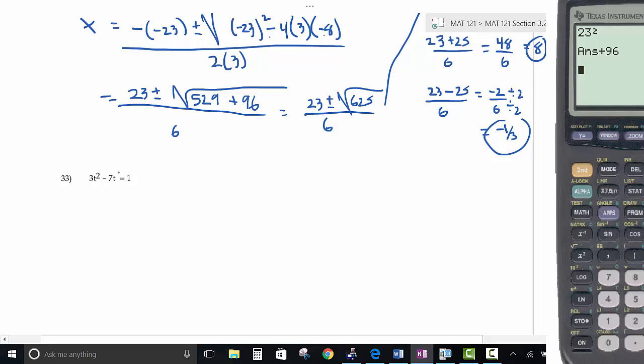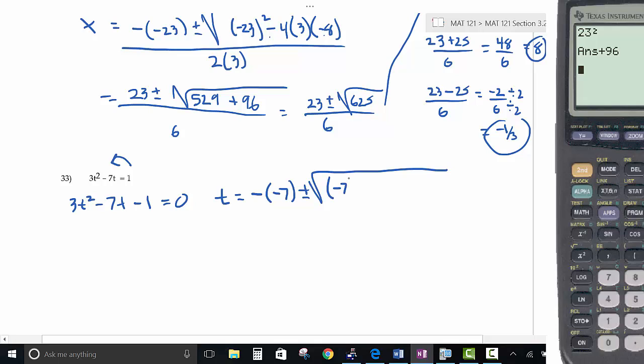Okay, what's the first thing you do on number 33? Set it to 0. Good. Don't forget to do that, because if you do, you're going to mess up on it. So you're going to do this. Okay, so when you set this up, this time you're solving for t. So it's going to be negative b, again like that, plus or minus square root. So it's going to be b squared, and then minus 4a times c, then all over 2a. Okay, so I want to get everything set up, and let's see if we can do the arithmetic on this then.